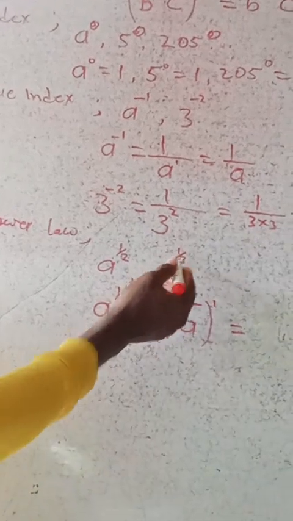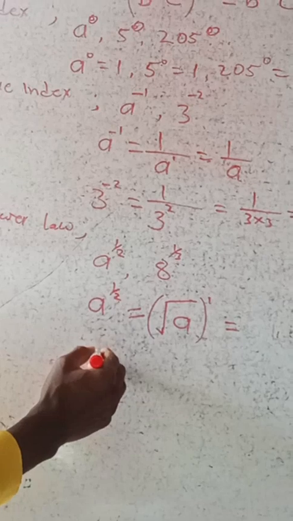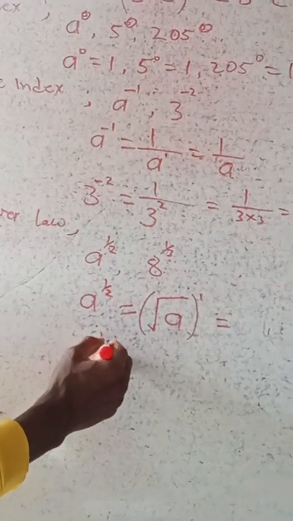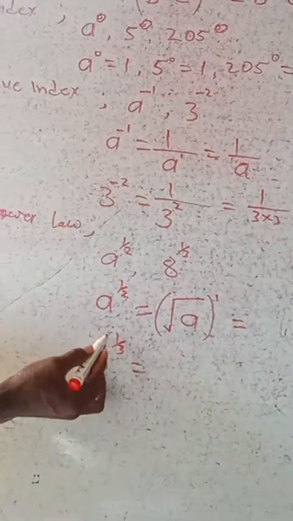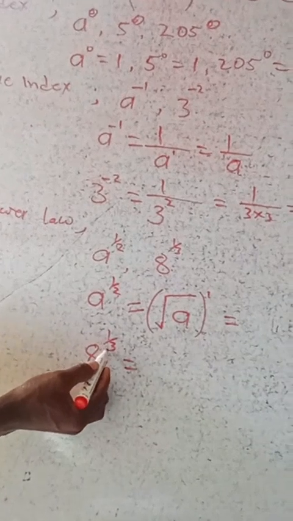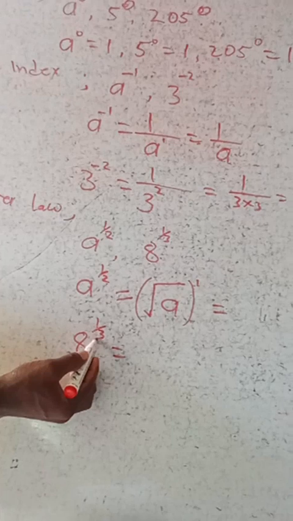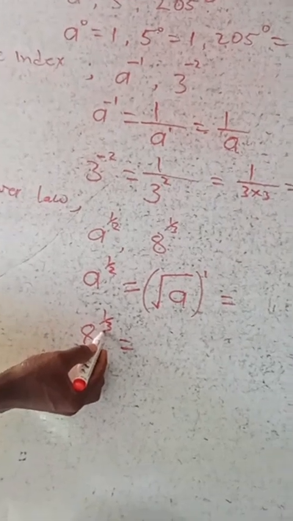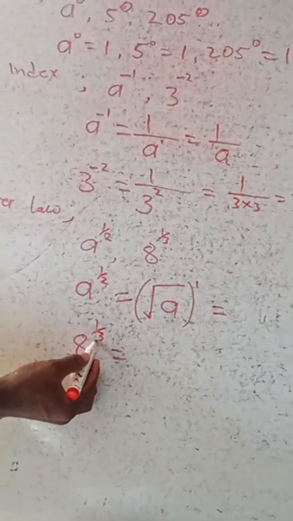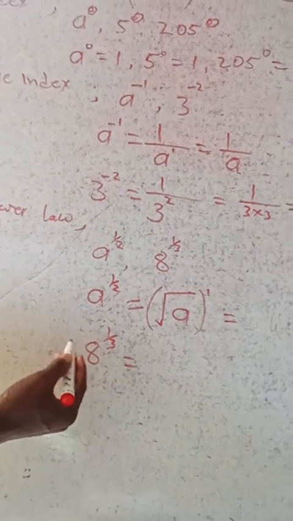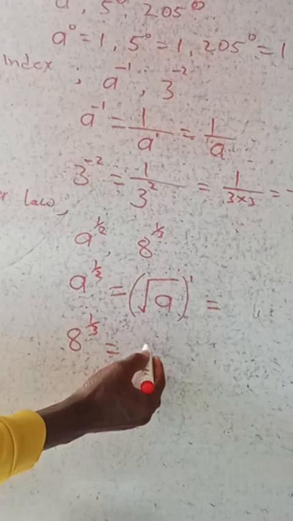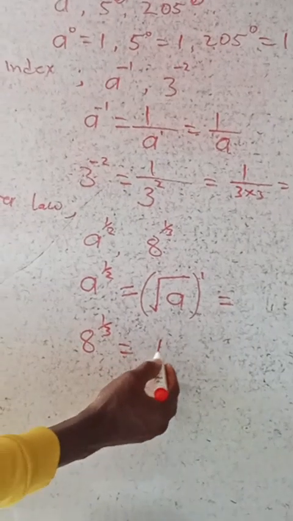For instance, let's talk about this other one, 8 raised to power 1 over 3. The denominator of the fraction in the power is what? 3. So 3 is the one that's going to form the root. If it is 3, it means third root. So this is how to write third root.